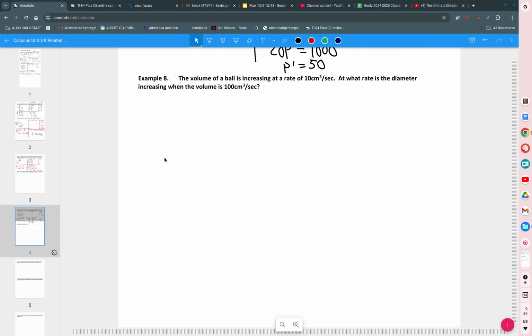Volume of a ball is increasing at a rate of 10 cubic centimeters per second. At what rate is the diameter increasing when the volume is 100 cubic centimeters? Well, this is more up our alley, isn't it? We've seen this before, haven't we? Right. Yeah. My picture down.